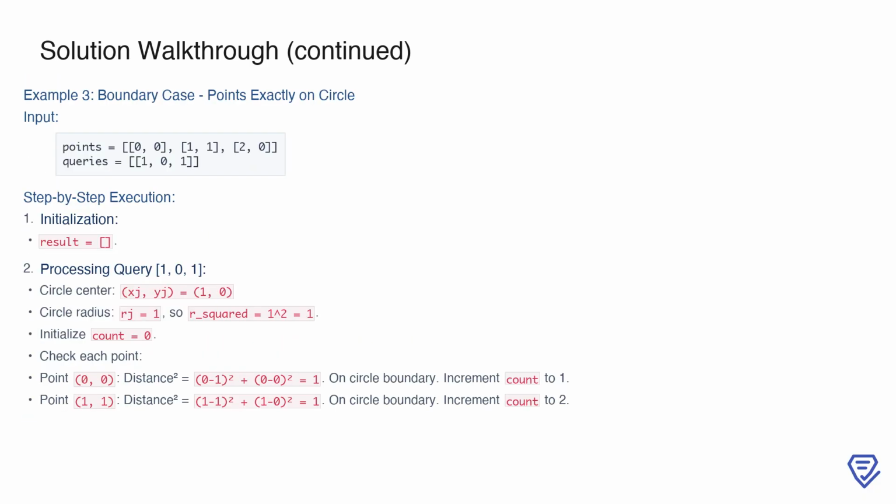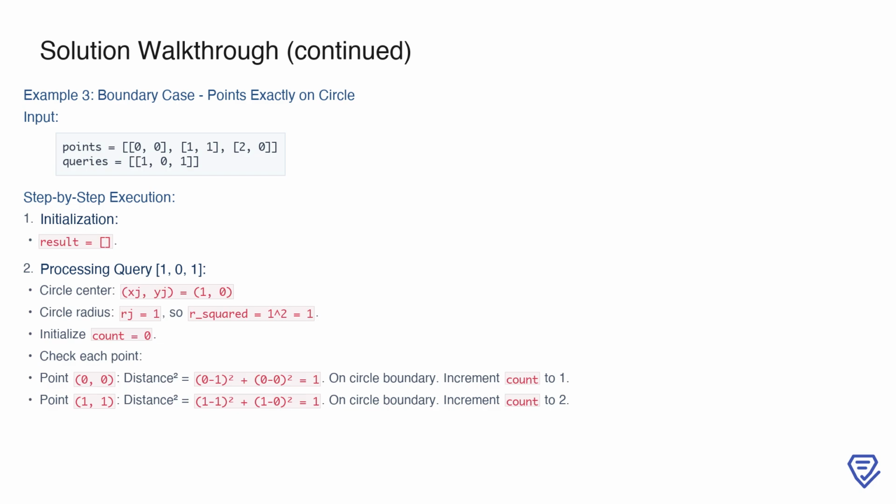This example introduces a case where points lie exactly on the boundary of the circle. There are 3 points and one query. We start by initializing the result list. The circle for this query is centered at (1, 0) with a radius of 1, which gives a squared radius of 1. We initialize the count to 0 and evaluate each point.